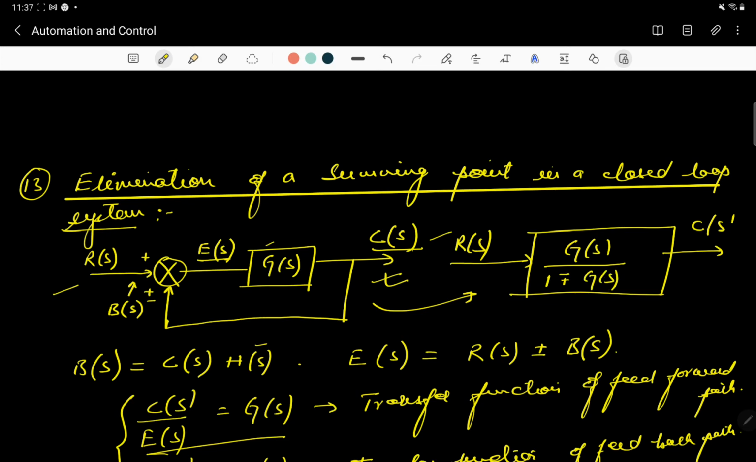So after simplifying the whole equations, we will get this as a transfer function, that is G(s) upon 1 plus G(s), if we have a unity feedback control system. Alright, so this is so simple. So let's move further now.